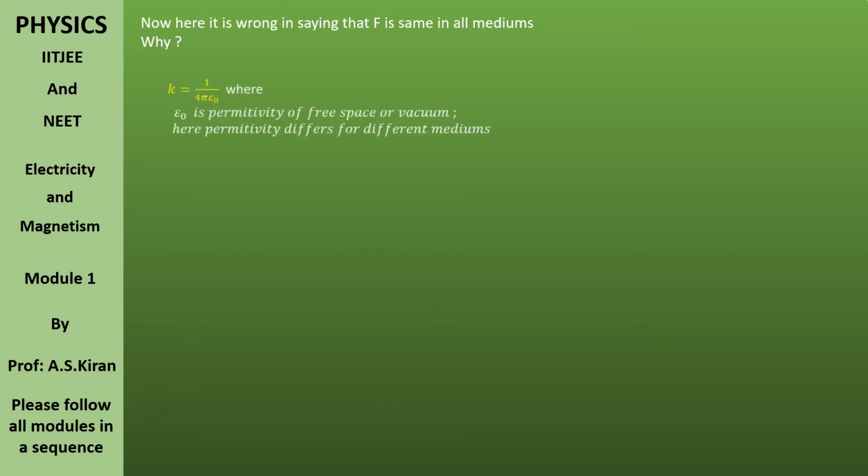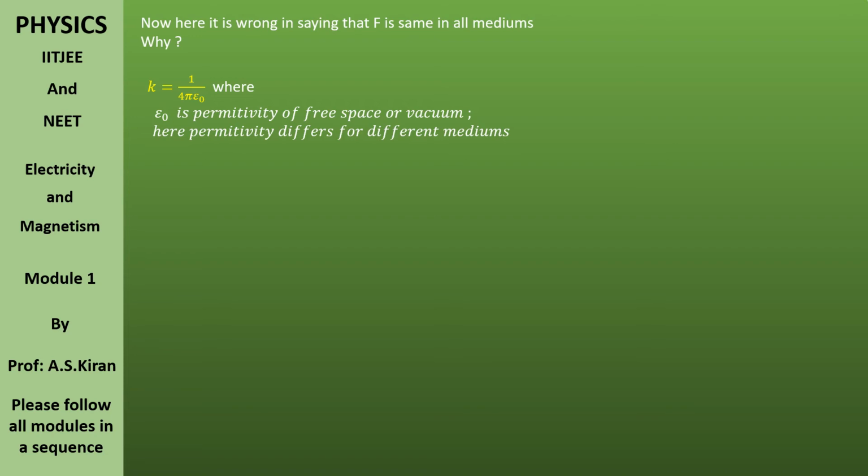If you observe the formula, F equals K Q1 Q2 by R square. What is K we observed there? The proportionality constant. Just by feeling that it is a proportionality constant, these people say that F is the same in all mediums. But it is not true.